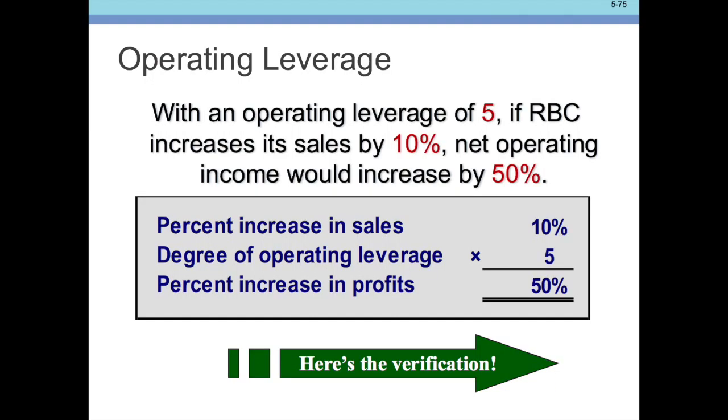What does that mean? Well, if you put it into words, with an operating leverage of 5, if the bicycle company increases its sales by 10%, its net operating income would increase by 50%. Its net operating income goes up 5 times faster than its contribution margin. So if you can get more contribution margin, you'll have more net income. That's an interesting thing to know about a company: how much operating leverage it has.